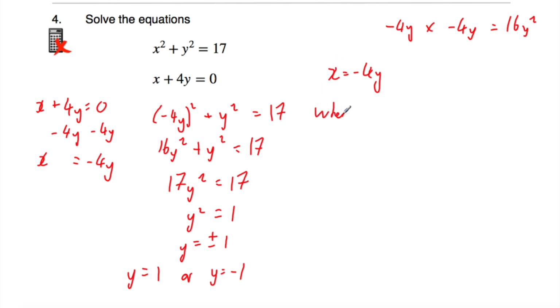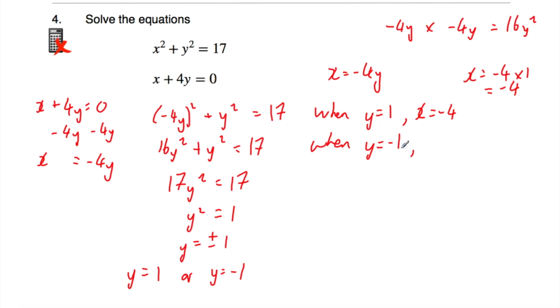So when y is equal to 1, we would have x is equal to minus 4 times y, so it's minus 4 times 1, and minus 4 times 1 is minus 4. So whenever y is equal to 1, x is equal to minus 4.